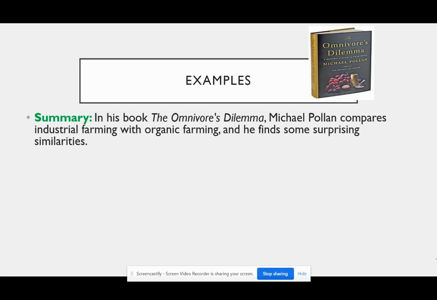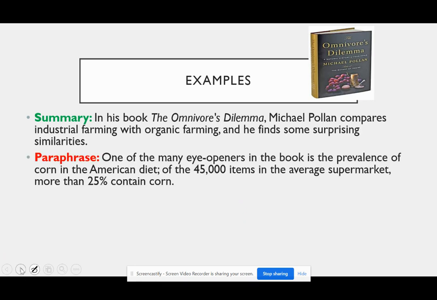So in his book, The Omnivore's Dilemma, Michael Pollan compares industrial farming with organic farming, and he finds some surprising similarities. So surprising, of course, because when we see, for instance, the price tag on organic produce versus non-organic, the difference in the price tag would suggest that there's a substantial difference in how those foods are raised or produced or whatever. But this book reveals that it's actually not as different as we have been led to believe, and that quite a bit of it is just marketing more than anything else.